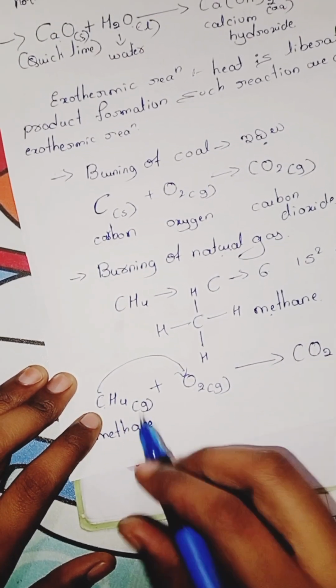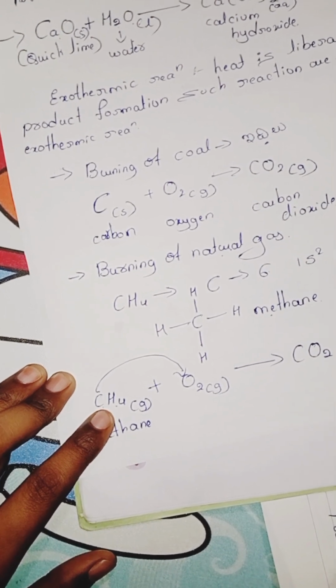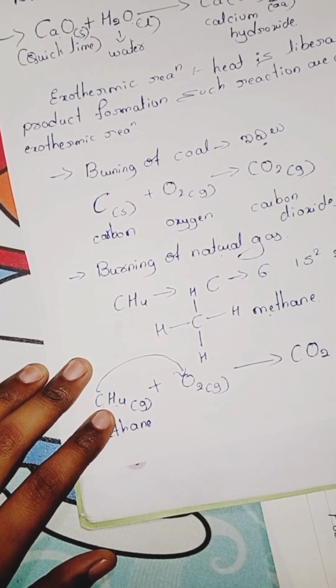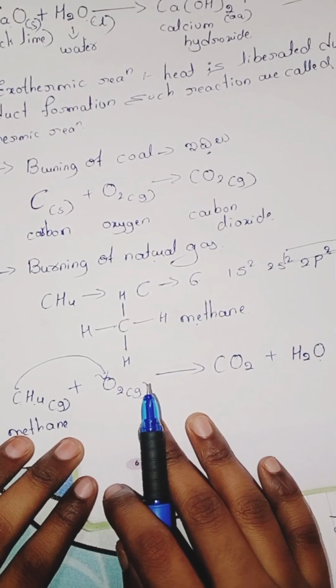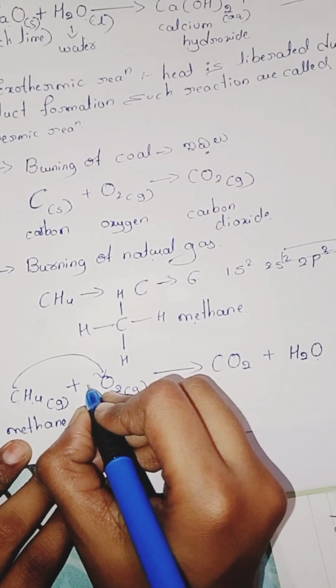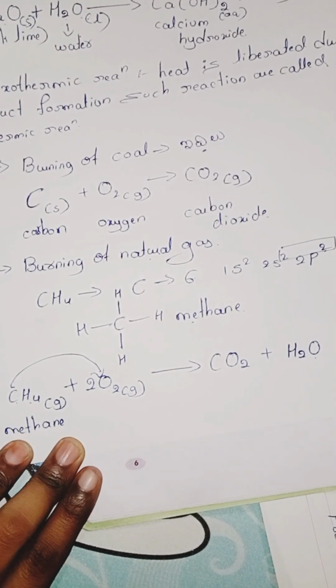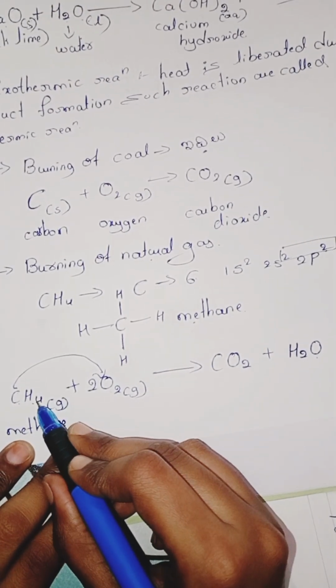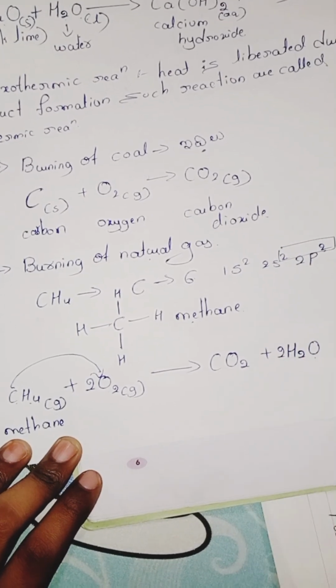Oxide. What is remaining? Remaining is hydrogen, plus water. Here we need to balance the reaction. Here we have 3 molecules of oxygen. To balance this reaction, I am going to multiply the reactant by 2, and here we have hydrogen as 4 molecules. To balance the hydrogen, I am just multiplying by 2 here.